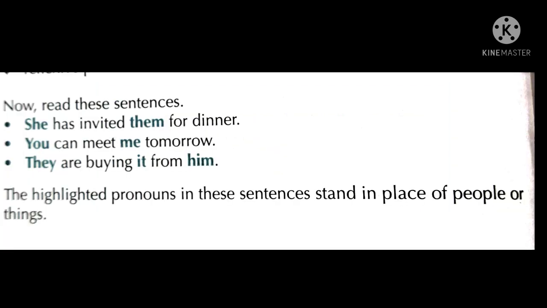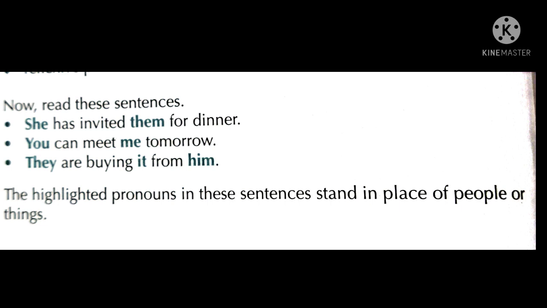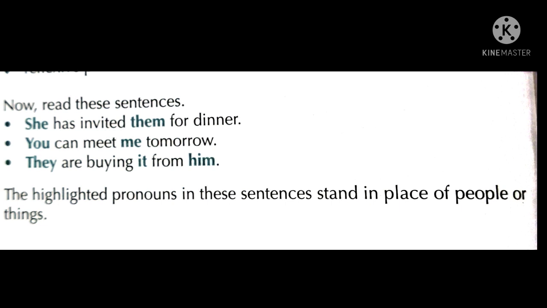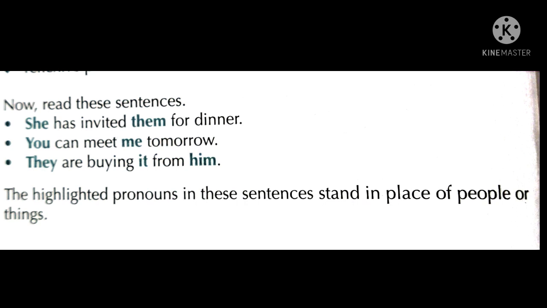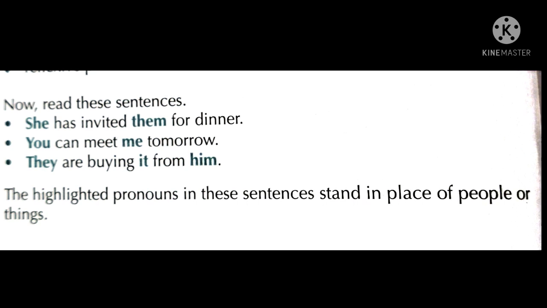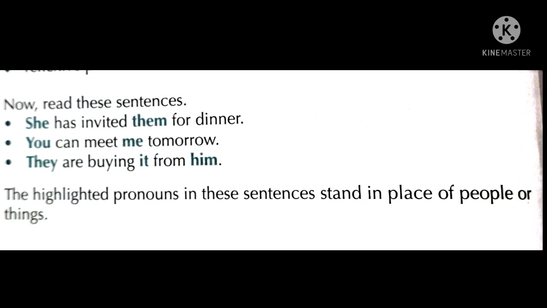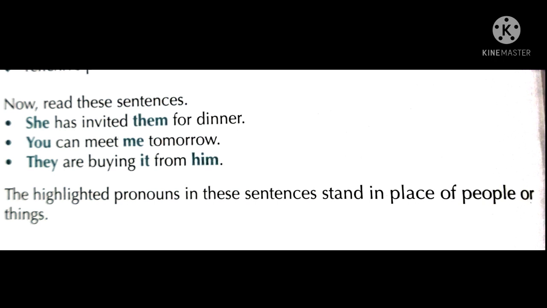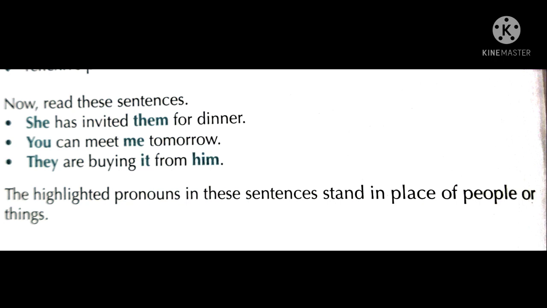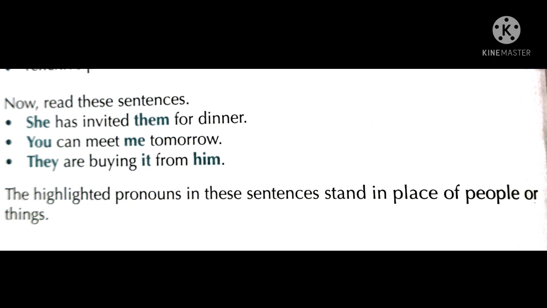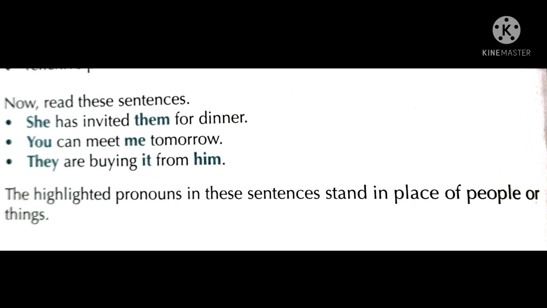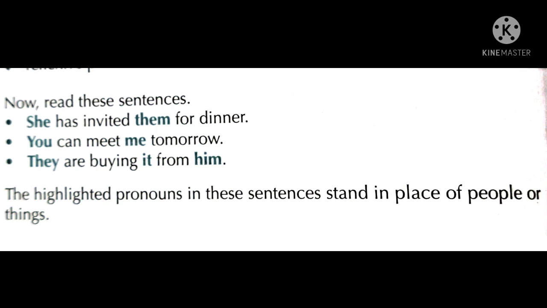Now read these sentences. First, she has invited them for dinner. Second, you can meet me tomorrow. Third, they are buying it from him. Students, you have noticed that there are some highlighted words. These highlighted words are pronouns. These are the highlighted pronouns in these sentences that stand in place of a person or a thing.